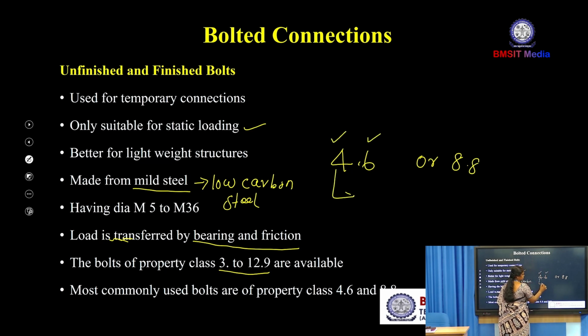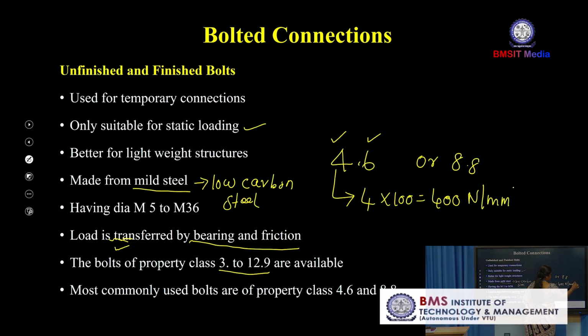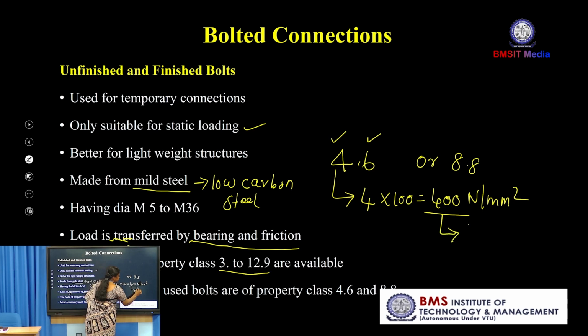So what is this term and what is this term? For example, this is 4. This 4 multiplied by 100 gives 400 Newton per mm square. The unit is Newton per mm square. What is the meaning of this 400? 400 is the ultimate tensile strength of the bolt. The symbol is FUB, where U means ultimate tensile strength of the bolt, equal to 400 Newton per mm square.